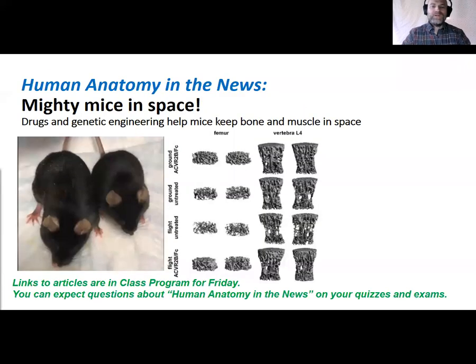Okay, well, human anatomy in the news. So this is an interesting one. As we've been discussing in great detail, bones are living dynamic tissue that are constantly being restructured. And importantly, they're being restructured to the environment that they experience, and specifically the amount of stressors that are put on those bones. So the way that weight is put on the bone.